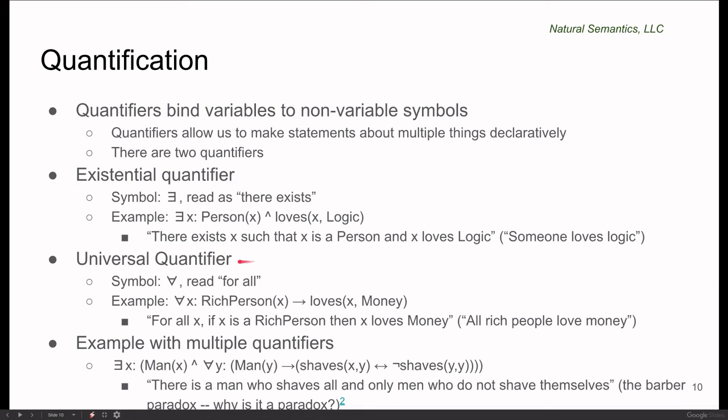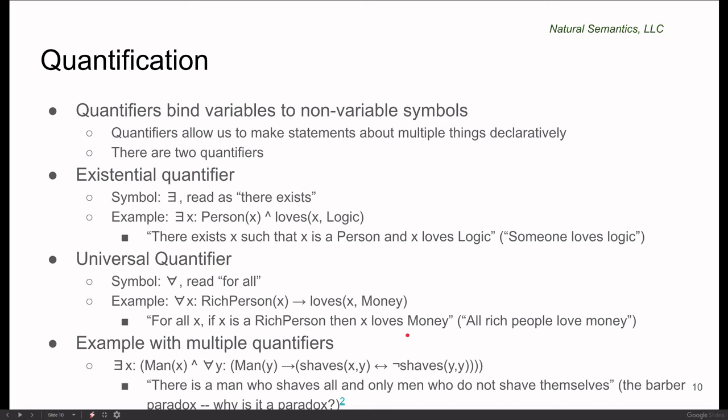The other quantifier is the universal quantifier. The symbol is an upside down capital A, and it is read for all. So for example, for all X, rich person of X implies loves X money. Or in other words, for all X, if X is a rich person, then X loves money. Remember that we have the implication operator from propositional logic. So this says for every X where X belongs to the class rich person, there is this relationship between X and money, that X loves money. And we might say in English, all rich people love money.